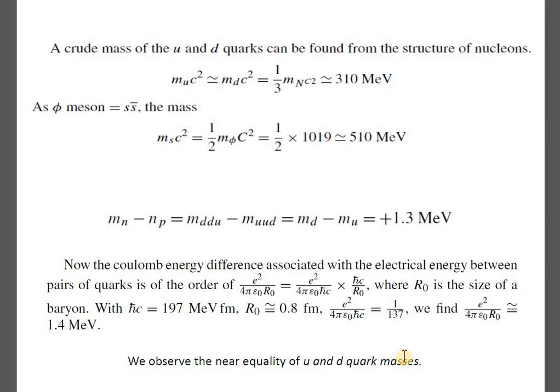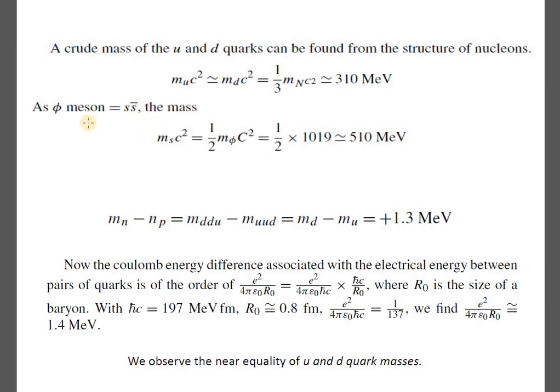Okay. Well, even so, a crude mass of the U and D quarks can be found from the structure of nucleons. How? For very low energies, you just assume that all the mass of the proton is just due to the sum of the three quarks. And as a result, you get that the mass of the U quark and D quark is just 1/3 of the mass of the nucleon, so it's approximately 310 MeV. Now, for the S quark, let us consider the phi meson, which consists of S and anti-S quark, right?